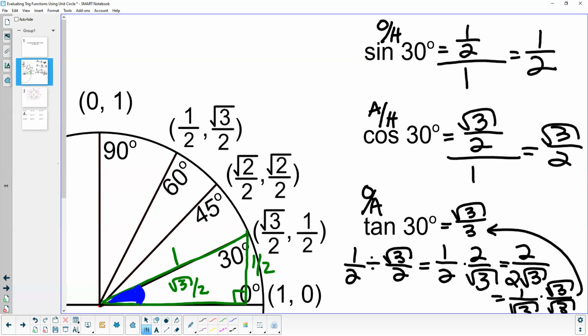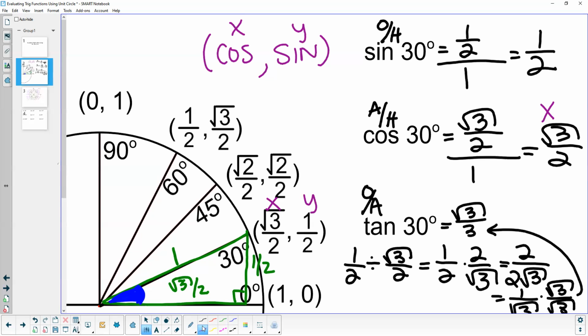Now, as we're looking at this, what I want you to notice is the relationship between our unit circle and these values. When it comes to our unit circle, our y value here is the same as our sine. So the sine of an angle is actually going to be the y value that we see on the coordinate of our unit circle. Our cosine corresponds directly with our x value. So cosine is x, sine is y.